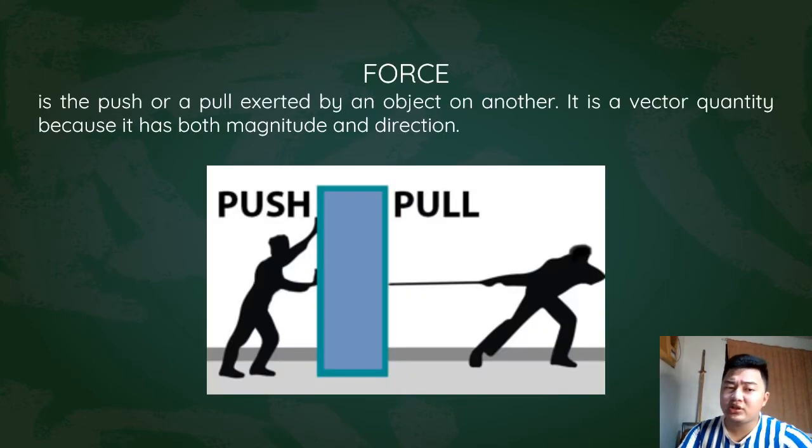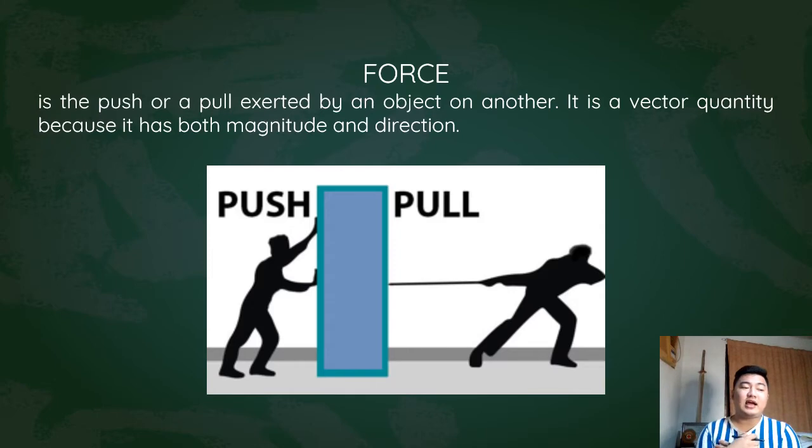Now, what is a force? A force is a push or a pull exerted by an object to another object. And force is a vector quantity. And what's a vector quantity? A vector quantity is a physical quantity that is described with both magnitude and direction. So force is also fully described with magnitude and direction.